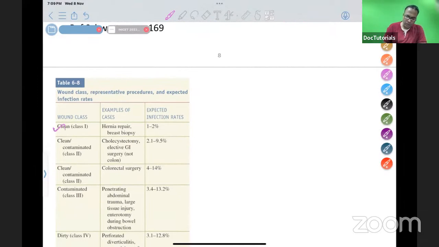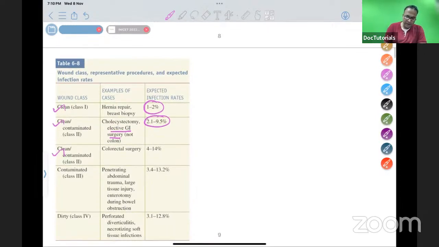Please don't forget, clean wound has an infection rate of 1 to 2%. Clean contaminated, like elective GA surgery, 2 to 9%. Contaminated wounds like colorectal surgery is 4 to 14%. So colorectal surgery is now getting more contamination. They are in between clean and contaminated. So probably the infection rate is highest in colorectal surgery.